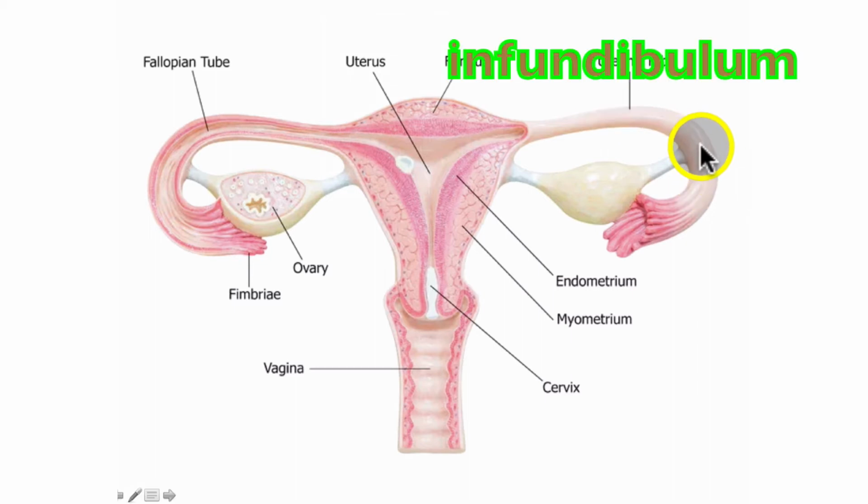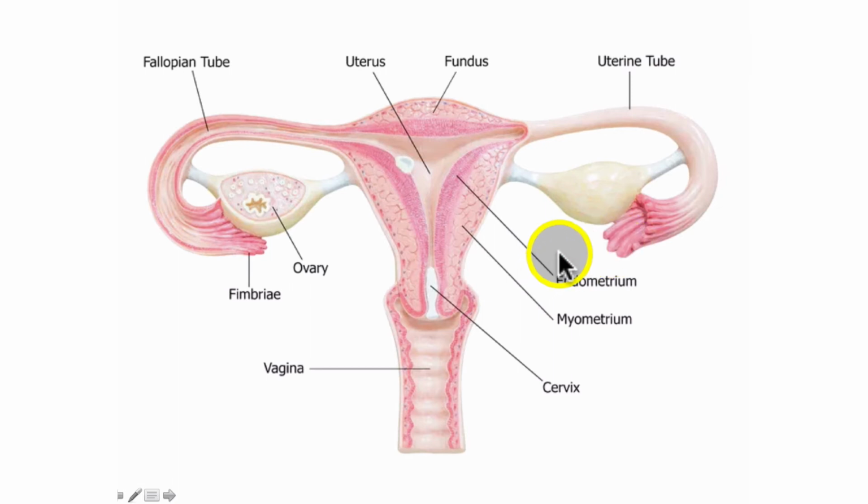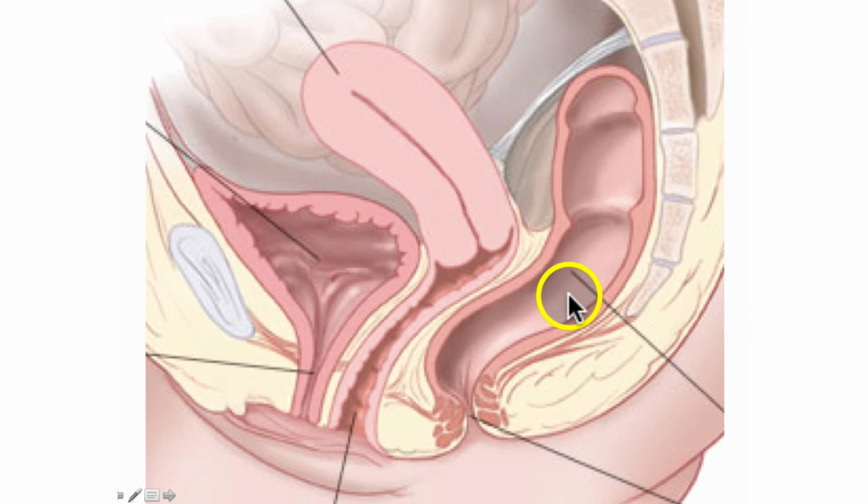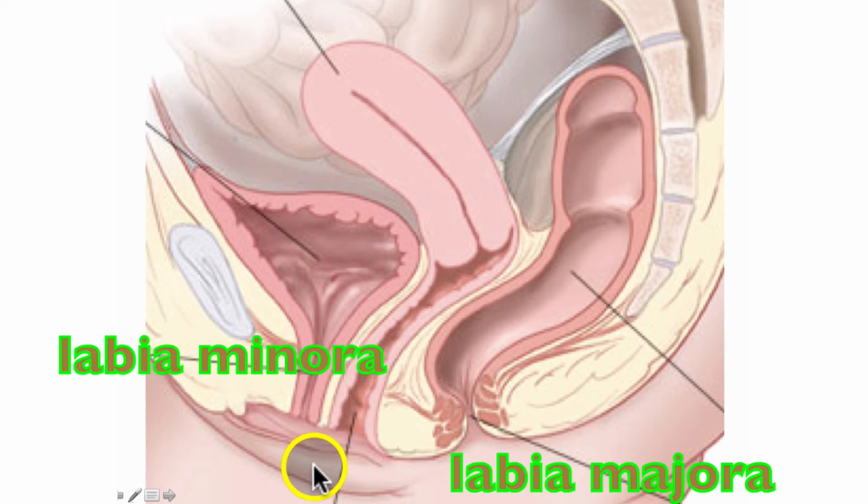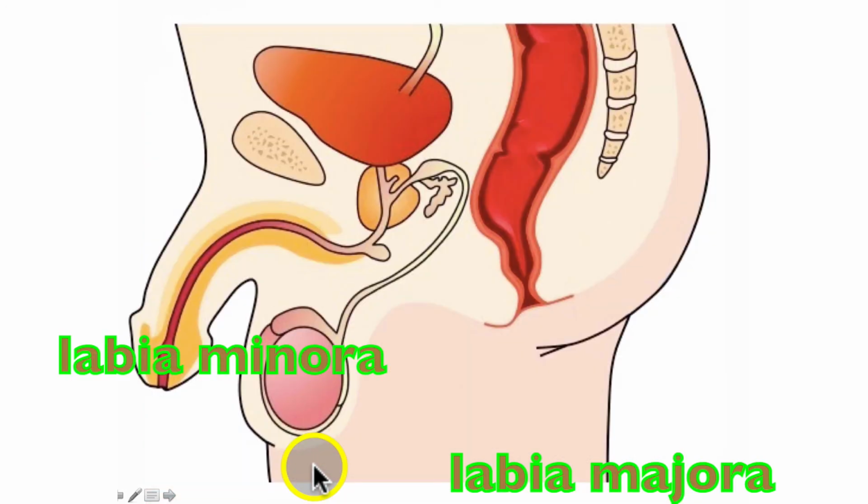This curved region of the uterine tube is known as the infundibulum, and then we have the fimbriae at the distal end of the fallopian tubes that allow for the sweeping motion that propels the ovulated egg into the uterine tube. And once again, rectum, uterus, vagina, urinary bladder. This right here is the labia minora and labia majora.